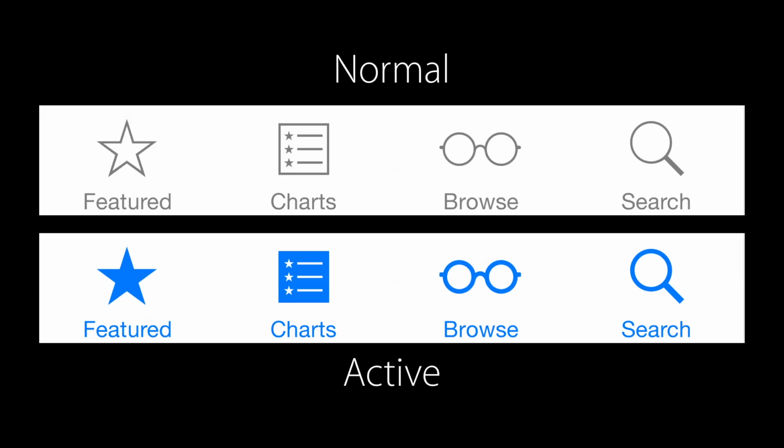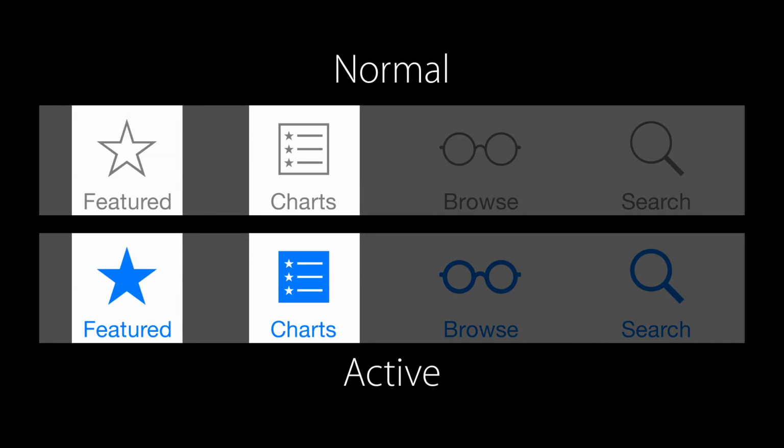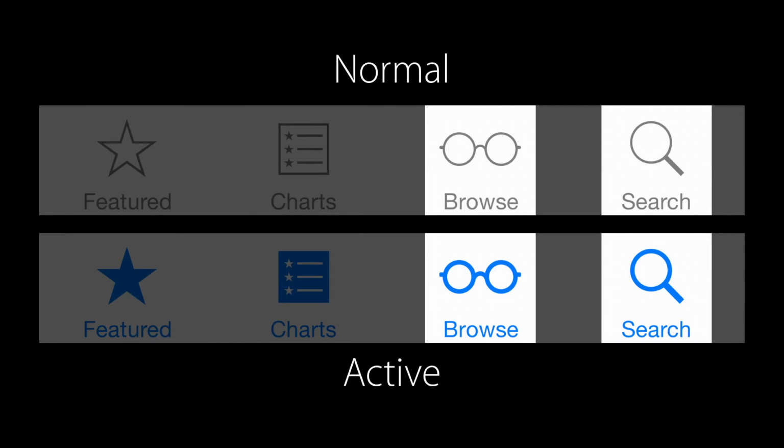They demonstrate both of these forms of selection. On the left, featured and charts gets filled in when they're selected, and on the right, browse and search just have thicker outlines when they are selected.